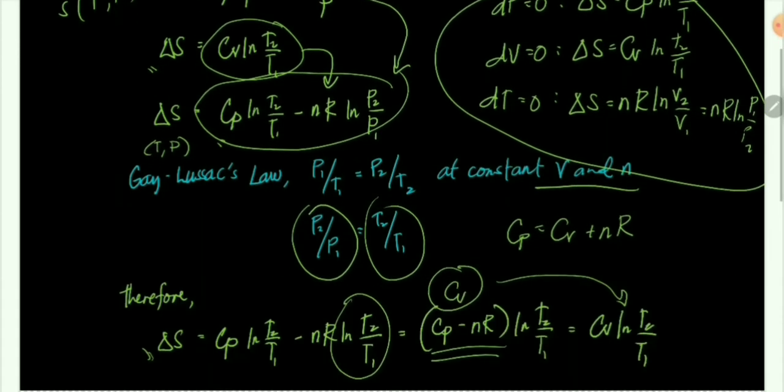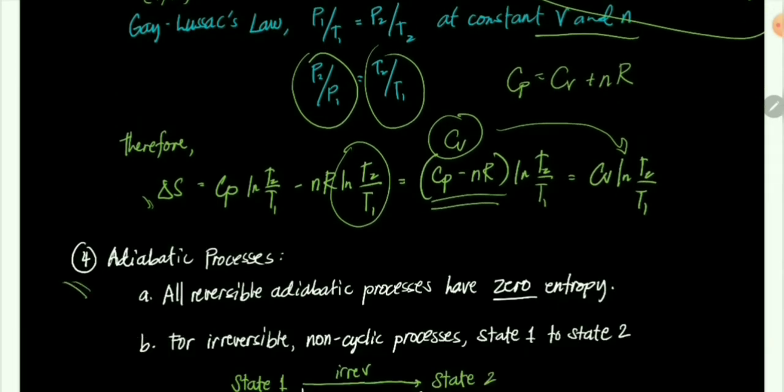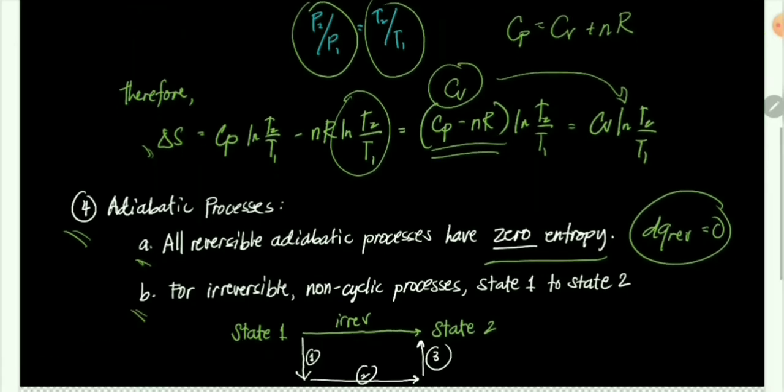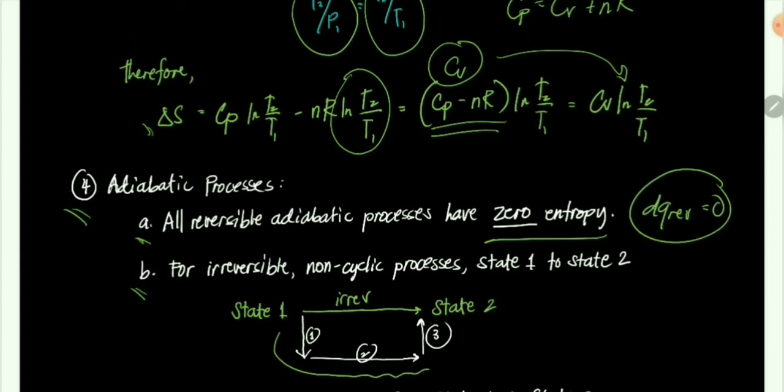So, what if your process is reversible adiabatic? When it is a reversible adiabatic process, when your dQ rev is 0, okay, your entropy change is also 0. But when your process is irreversible, okay, you need to imagine the reversible counterpart for that process. So, we will study this when we proceed to thermochemistry.